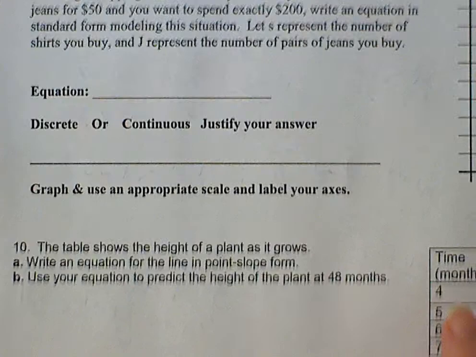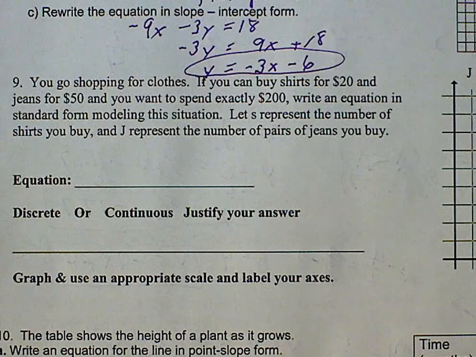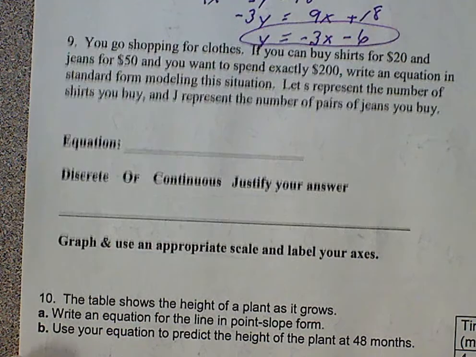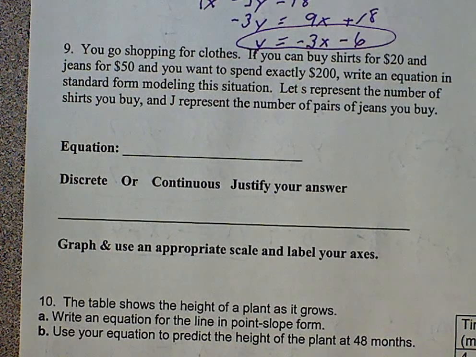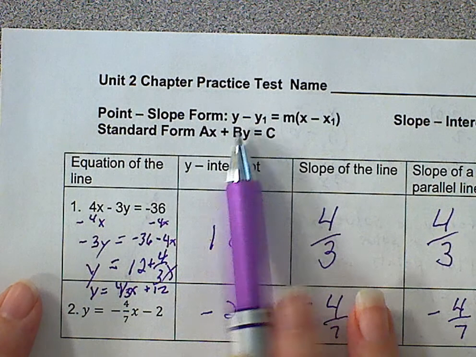Number 9, it says that you buy shirts for $20 and $50 for jeans. You want to spend exactly $200. So now it says to write an equation in standard form. If you do not remember what standard form is, look at the front of your test, and your test says standard form is ax plus by equals c. So hopefully that helps you to remember that.